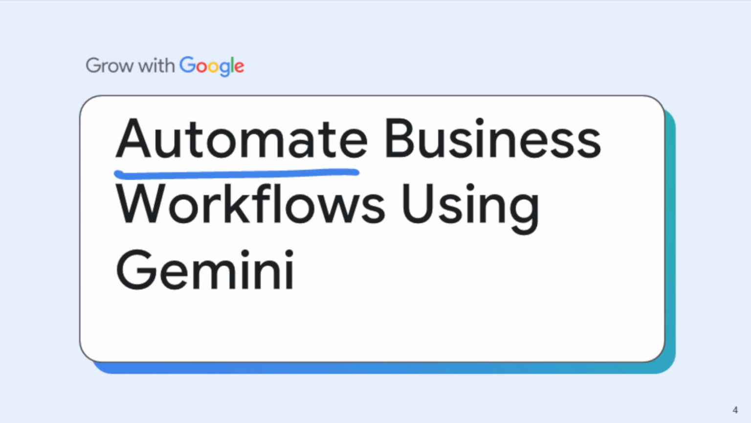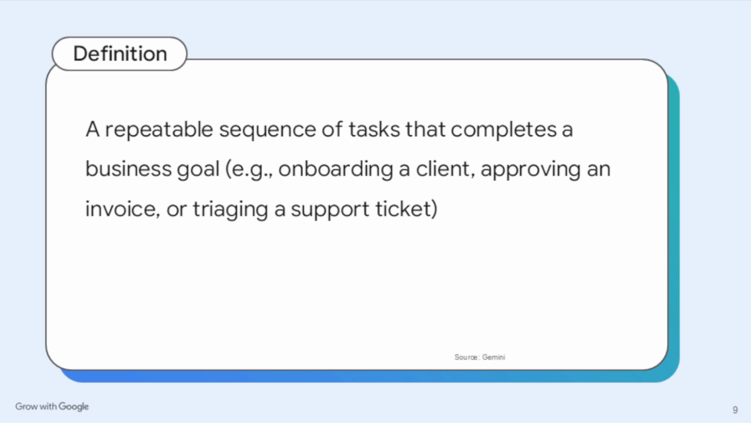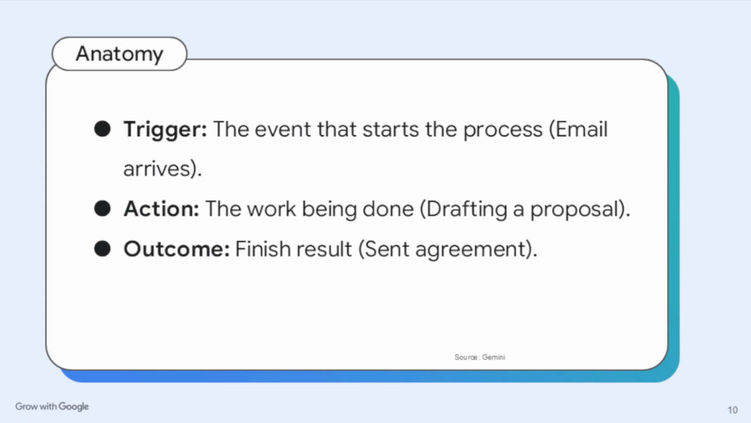how we can automate business workflows using Gemini. All right, so what is a workflow? Let's get some basics out of the way. A workflow is a repeatable sequence of tasks. That's what it is. It could be you're onboarding a client, looking through invoices like you were just talking about, or trying to transfer that financial information over to another spreadsheet, or even triaging a support ticket.